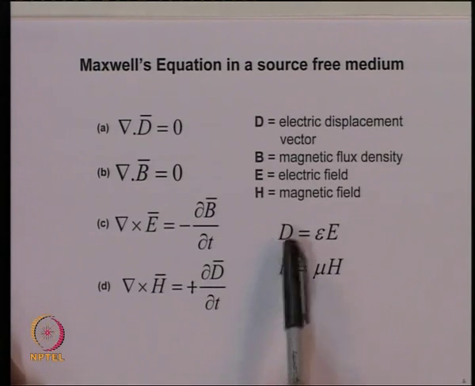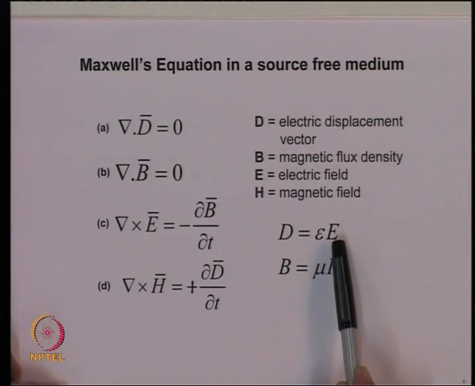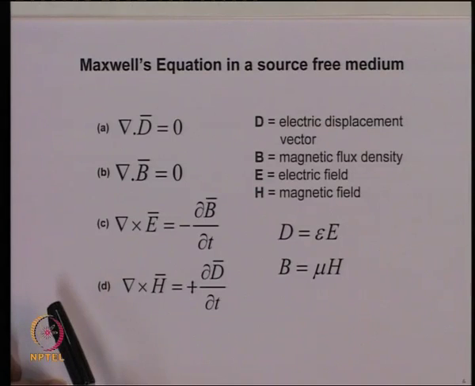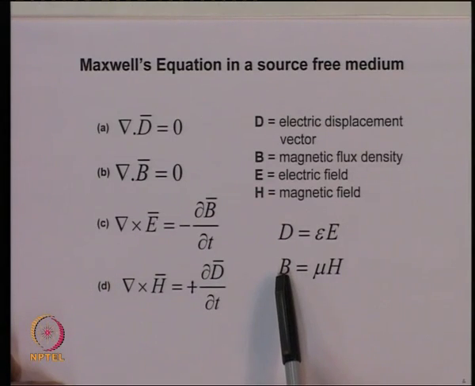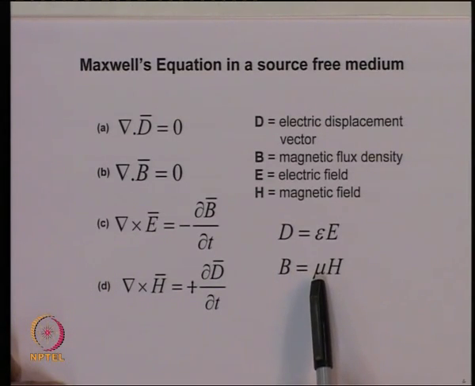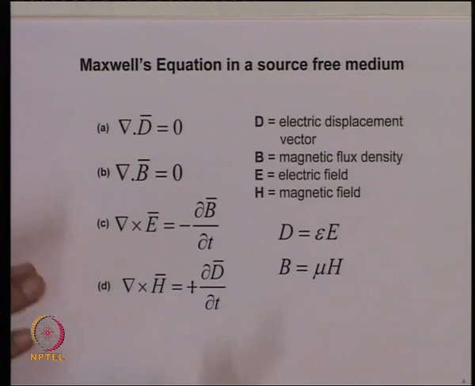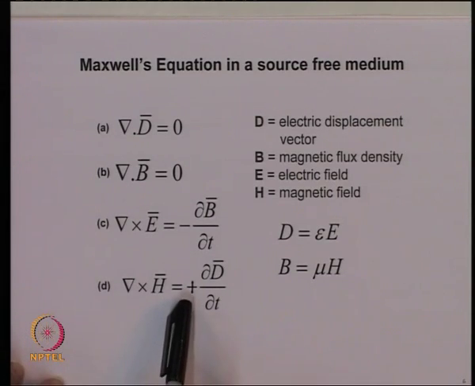And the electric displacement vector is related to the electric field through this relation. So, the electric displacement vector is equal to the permittivity of the medium multiplied by the electric field, and the magnetic flux density is equal to the permeability of the medium multiplied by the magnetic field. Since we are assuming that these are pure dielectrics, there is no conduction current flowing anywhere in the medium, and that is the reason in Ampere's law the conduction current density J is 0.